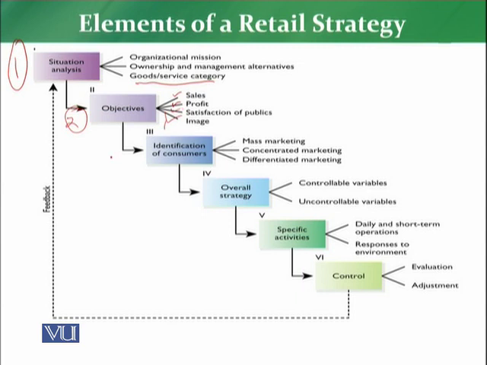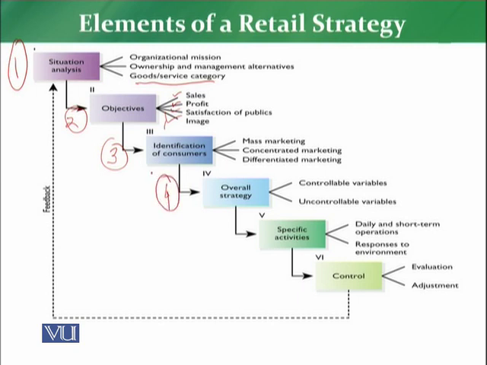Then retailer move करता है third element of retail strategy के ऊपर, जहां पर it is about the identification of consumers. तो identification of consumers के अंदर retailer has to see following things, which is about mass marketing, concentrated marketing, or differentiated marketing. So after identification of customer, retailer has to see which type of marketing the retailer is going to use in the retail store.